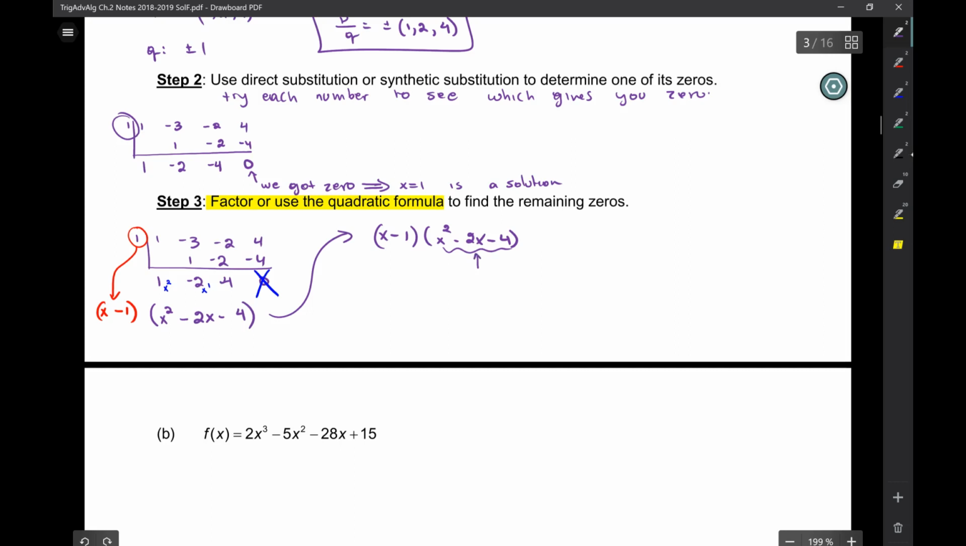Okay, so how do you guys remember the quadratic formula? Right, that's the one. So negative b, which means negative negative 2, that's positive 2, plus or minus the square root of b squared minus 4 times a times negative 4 over 2a. So 2 plus or minus the square root of 4 plus 16, all over 2. 2 plus or minus root 20 all over 2.